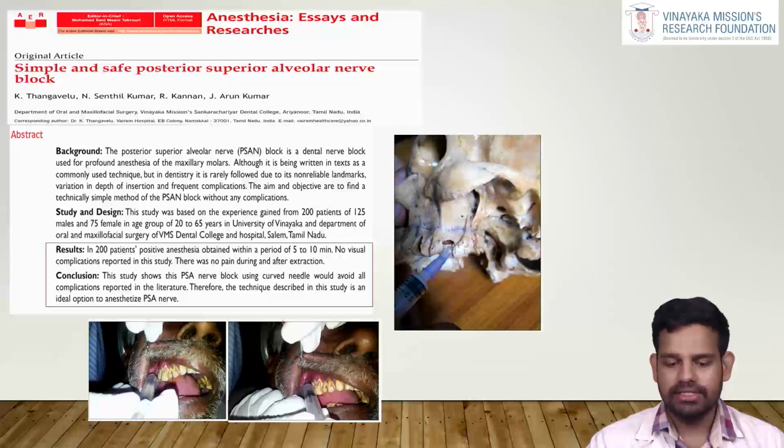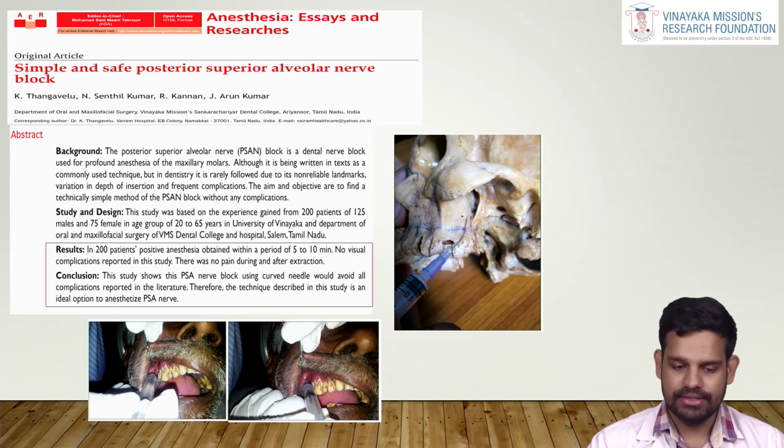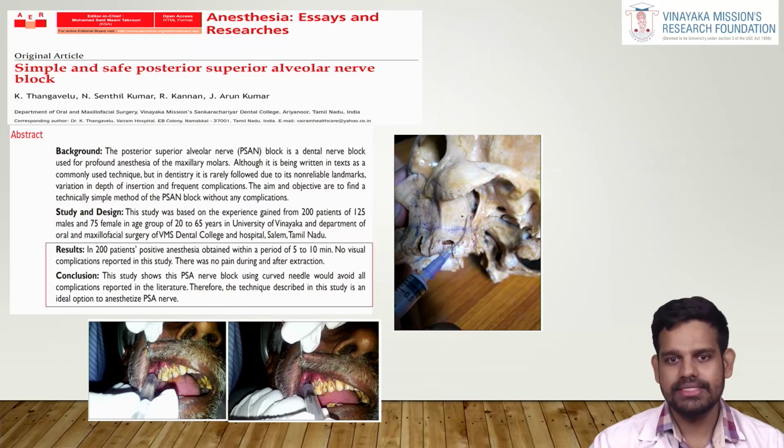There is an article, Anesthesia: Essays and Researches, on a simple and safer posterior superior alveolar nerve block given by Thangavelu et al. In this study, they gave the block to 200 patients and obtained anesthesia within a period of 5 to 10 minutes, and no visual complications were reported. As I said before, the injection is inserted into the mucobuccal fold, inward, upward and backward at an angle of 45 degrees to the occlusal plane. Thus we inject the anesthesia so that the posterior superior alveolar nerve gets anesthetized, and we enter the needle into the mucobuccal fold in relation to the second maxillary molar.